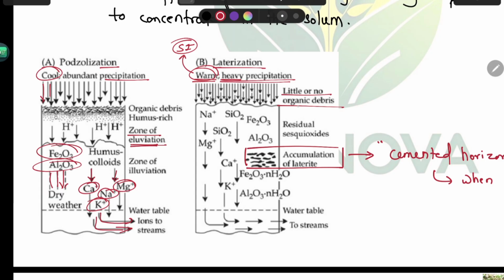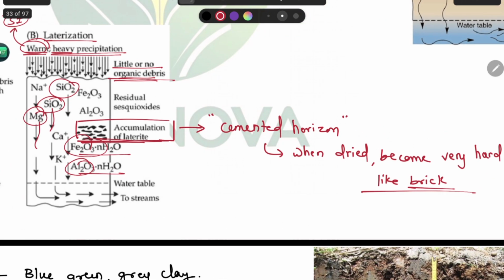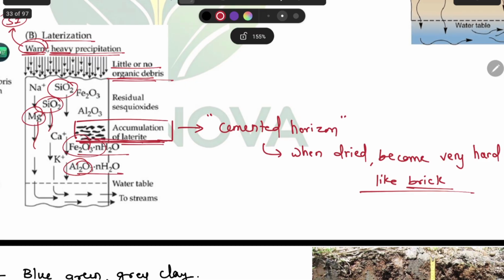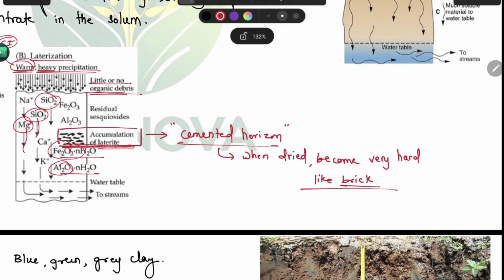little or no organic debris gets into this leaching process. Here there just takes place the accumulation of the oxides and washing out of silica and other salts down the layer. So due to accumulation of the oxides, it makes the horizon cemented, dried, very hard. Basically it makes it brick like.